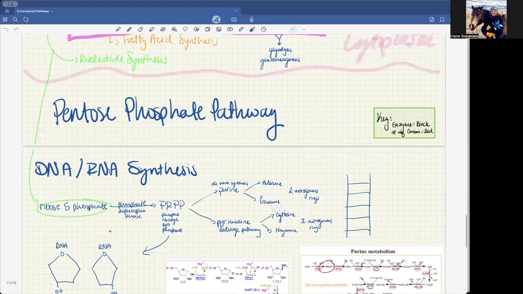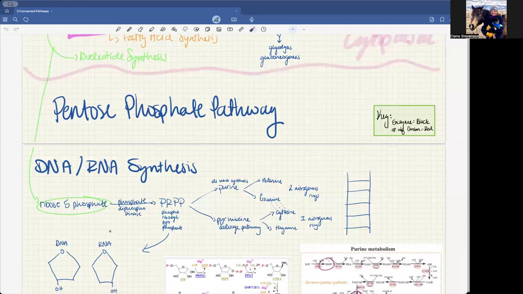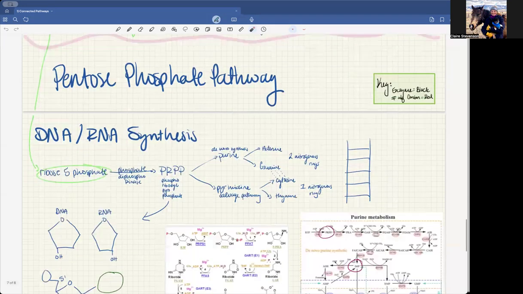Ribose 5-phosphate is converted into PRPP, which is the active form, with the enzyme phosphate diphosphokinase, and PRPP stands for phosphoribosyl pyrophosphate. And from here, the PRPP can then be used to make the nitrogenous base of DNA, either through de novo synthesis to make a purine or the salvage pathway to make a pyrimidine.